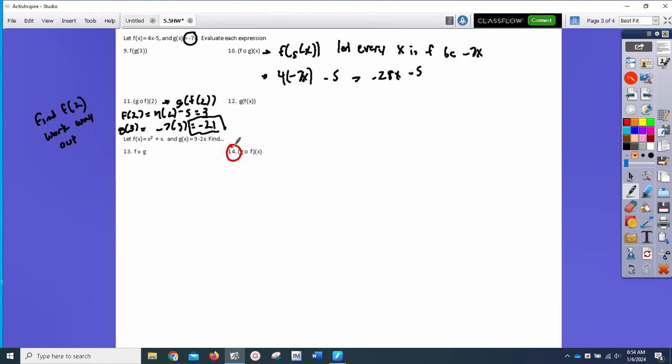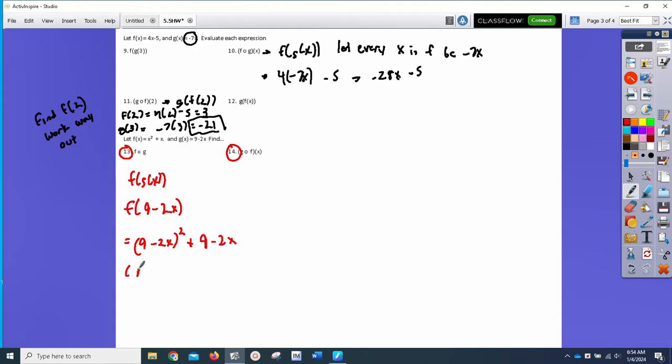Do 14, which is g of f of x. 13 is actually harder. Let's do 13. 13 is f of g of x. And g of x is 9 minus 2x, which means that every x becomes 9 minus 2x. So there's an x squared. I'm going to take 9 minus 2x and square it. There's a plus, and then plus x, which is going to become 9 minus 2x.